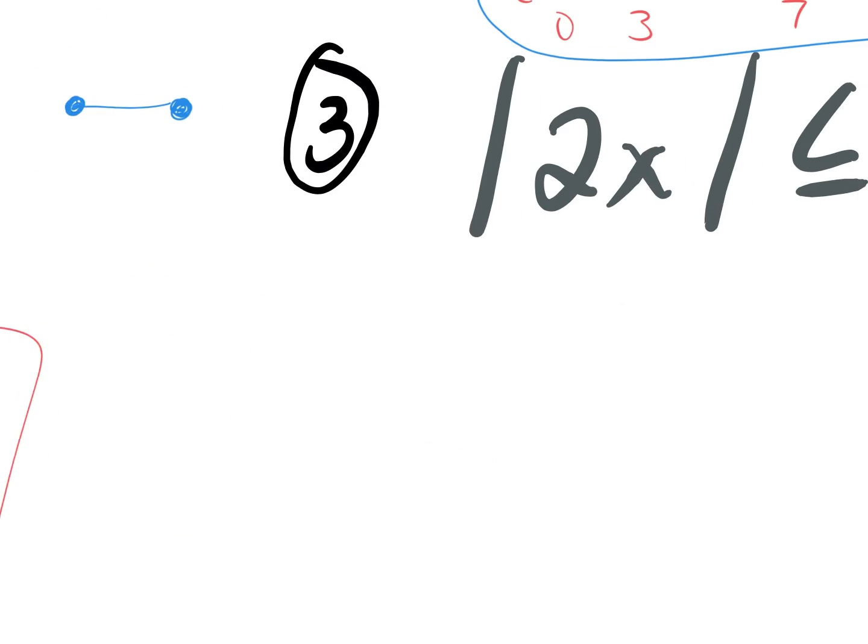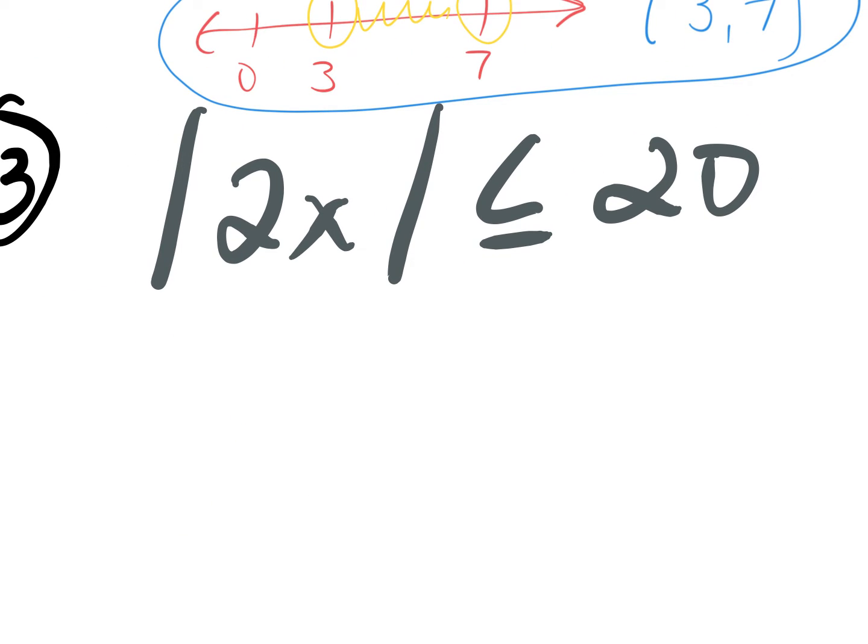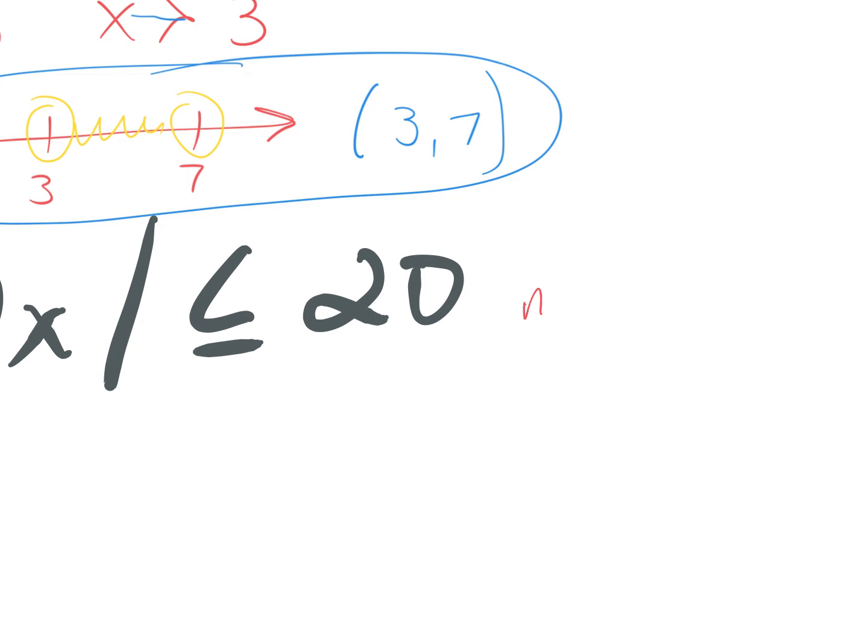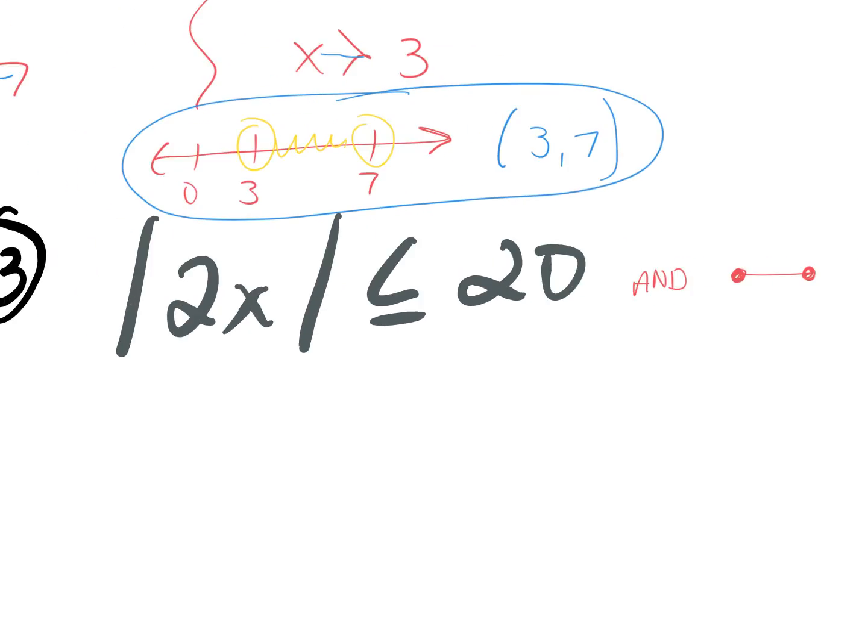Okay. Move to 3. I'm going to go through these first few kind of quickly. Again, identify your sign. This is an and. It's less than. That means it's less than or equal to. So I have closed circles. And less than is an and. I'm going to color in the middle.